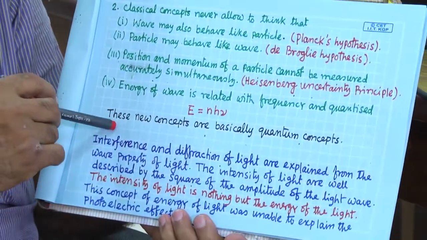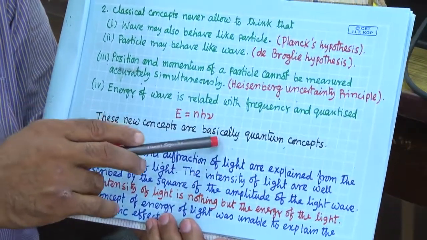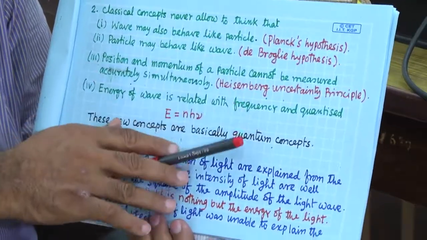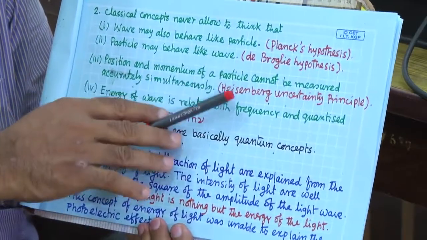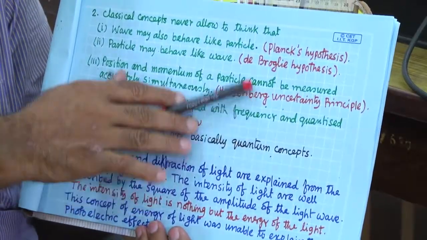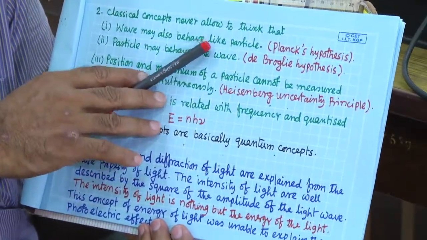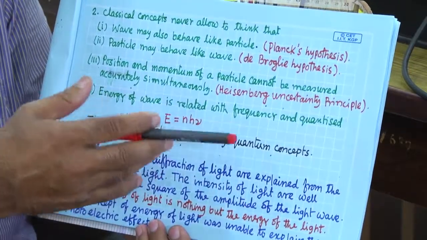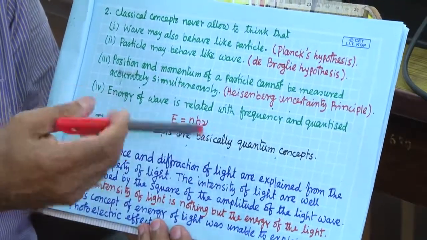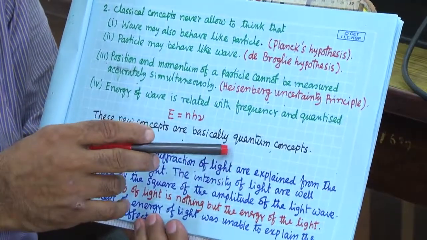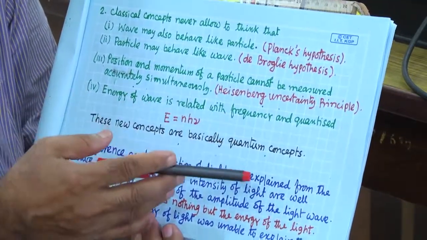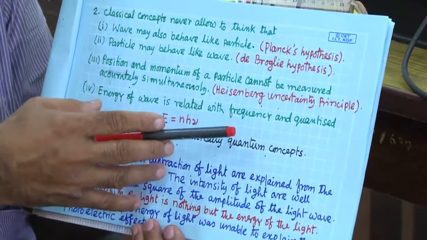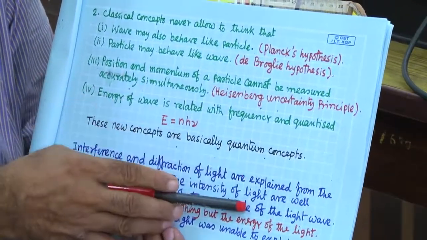So, these new concepts are basically quantum concepts. They are not classical concepts, and from the classical concept we cannot accept them. So, it is a new area of science, a new area of physics. These are basically the beginning of quantum physics.